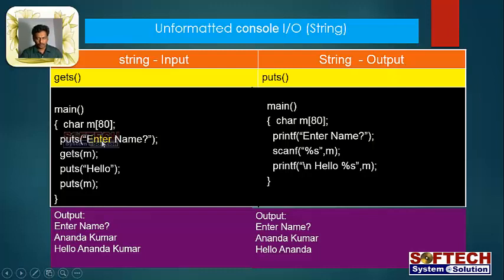If we want to go to the next line, we use the escape sequence \n. So puts(enter name), gets of m. The cursor waits to accept the string on the next line. So just we enter Ananda Kumar.